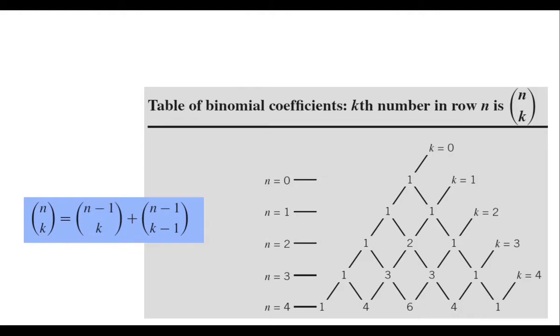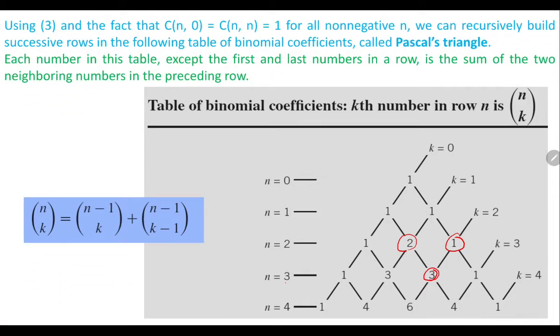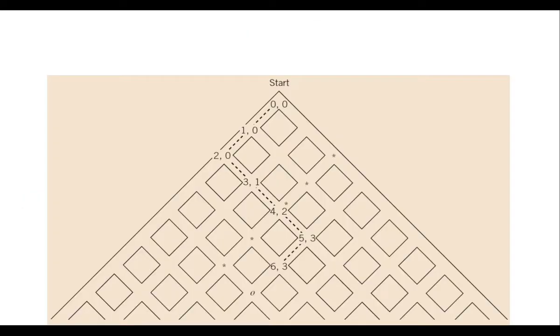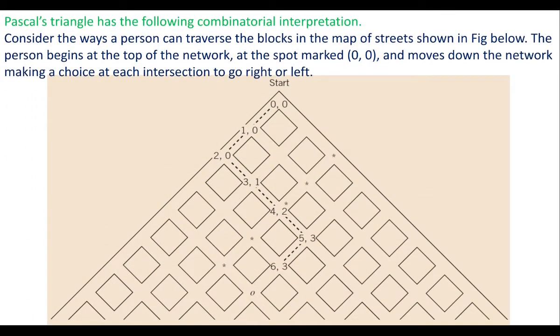So recall the identity which we had just discussed, and this identity suggests that if I choose this number, which is 3C2, then it is the sum of 2C1 and 2C2. So it says that each number in this table, except first and last in the row, is the sum of the two neighboring numbers in the preceding row. So if I use the concept of the previous table, then I can also see it like this.